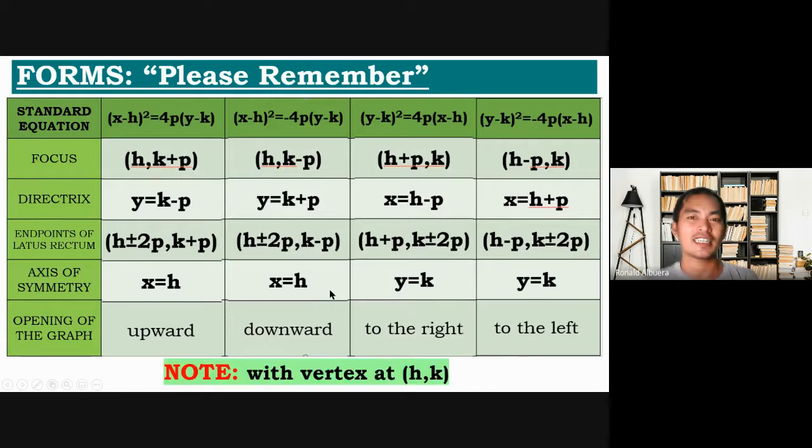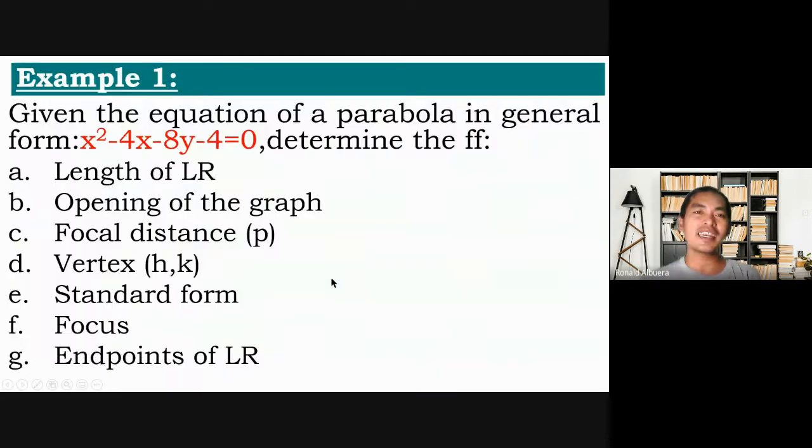Okay, let's proceed to the example. I'll give only two examples. The first example is applying the formula presented earlier. That is what we will base on in getting these. And the second example, I will use the shortcut technique that we can use to get the length of LR, opening of the graph, focal distance, the vertex, the standard form, the focus, and the endpoint of LR.